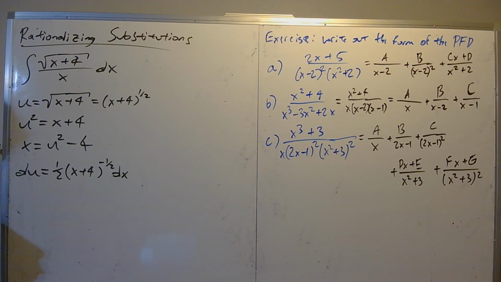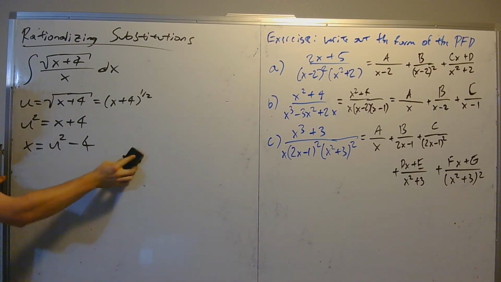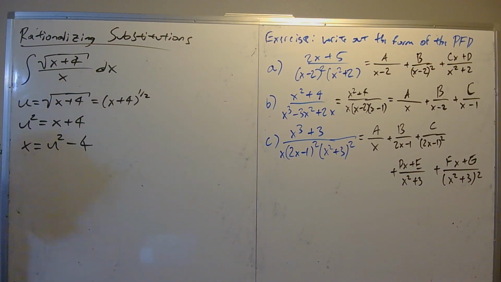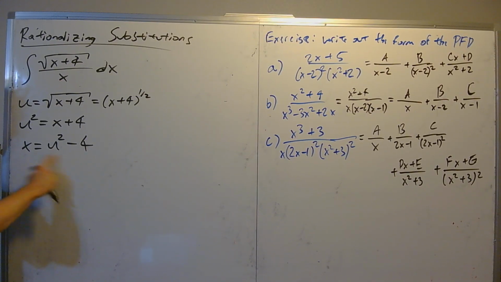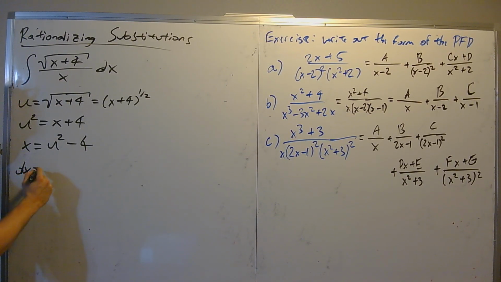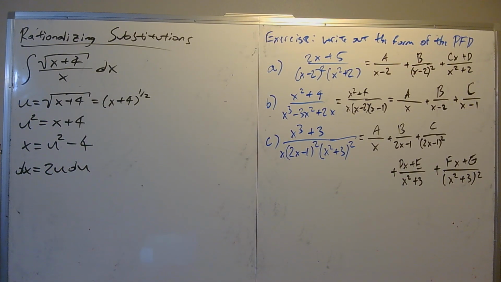Oh shoot. Sorry, that's not what we wanted to do here. Let me just back up one step. That's not what we wanted to do. The easier way to see this is to actually just take the derivative of both sides of x equals u squared minus 4. So if we do that, we're going to get dx equals the derivative of this, which is 2u du. Okay, so that's actually what we wanted to do. We take the derivative of both sides of this to get here.